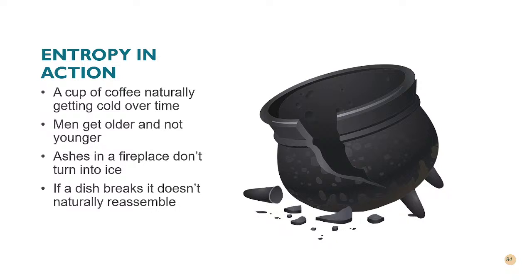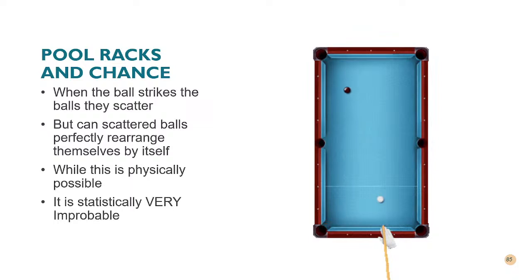So, entropy in action: a cup of coffee naturally getting cold over time. Men get older and not younger. Ashes in a fireplace don't turn into ice. And if a dish breaks, it doesn't naturally reassemble. And think about the disorder, and specifically the chance and probability, of a pool table. When the cue ball strikes the balls, they scatter. But can scattered balls perfectly rearrange themselves by themselves? Well, this is physically possible, but it is statistically very improbable. Namely, the chance of balls getting scattered upon impact is significantly high, and the chance of scattered balls rearranging themselves in a perfect way is almost non-existent.